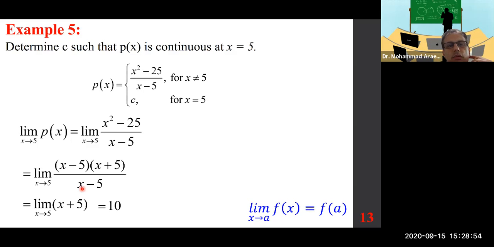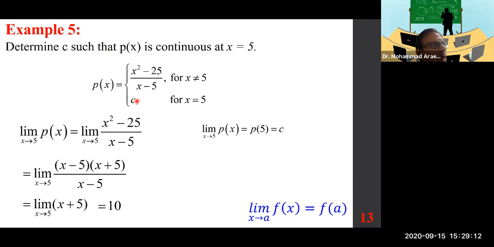So all you have to do, you say the limit is 10. You want f of a to be 10. That means you want f of 5 to be 10. That means c becomes 10. So if you choose that, the function becomes continuous. It's really that simple, class.